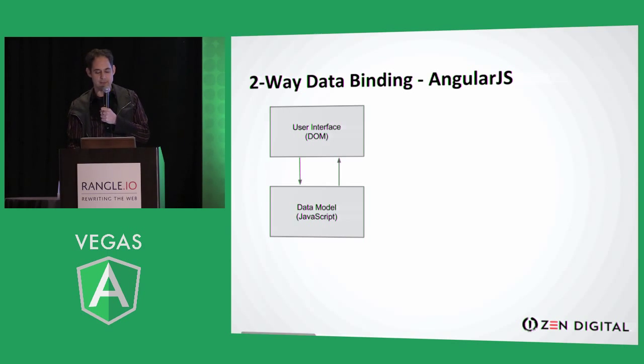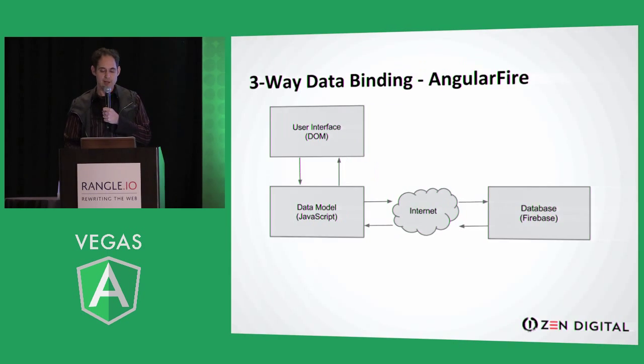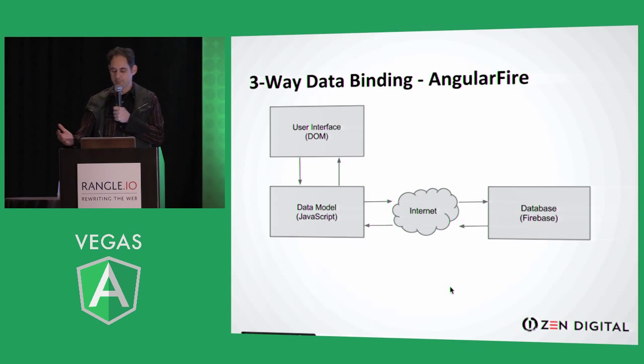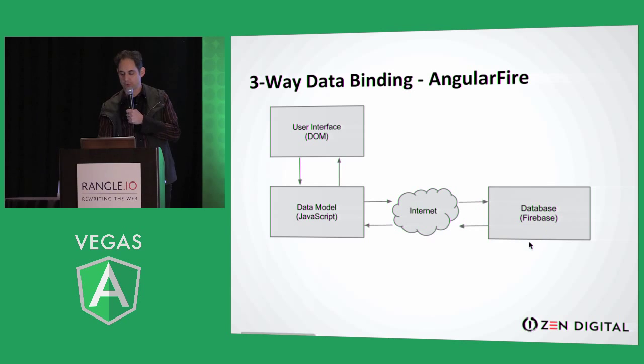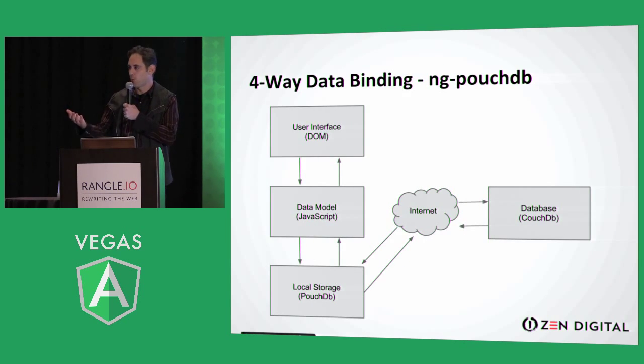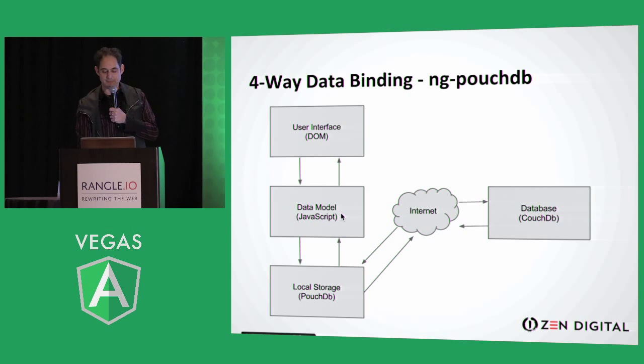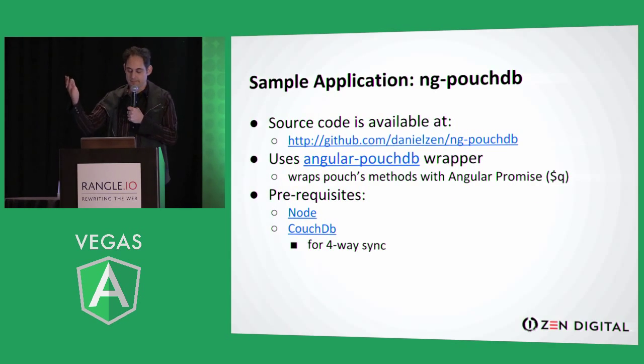Oh, and here's just a little model so you can understand what two-way data binding is. Our standard AngularJS. Three-way data binding is something that AngularFire talks about a lot, where the user interface and the data model synchronizes with the remote server. And then here we have the four-way data binding model, where the user interface and the data model are kept in sync, along with a local storage, PouchDB. And then if the internet is available, we are syncing PouchDB to the remote CouchDB database, thus enabling four-way data binding. Thank you very much.